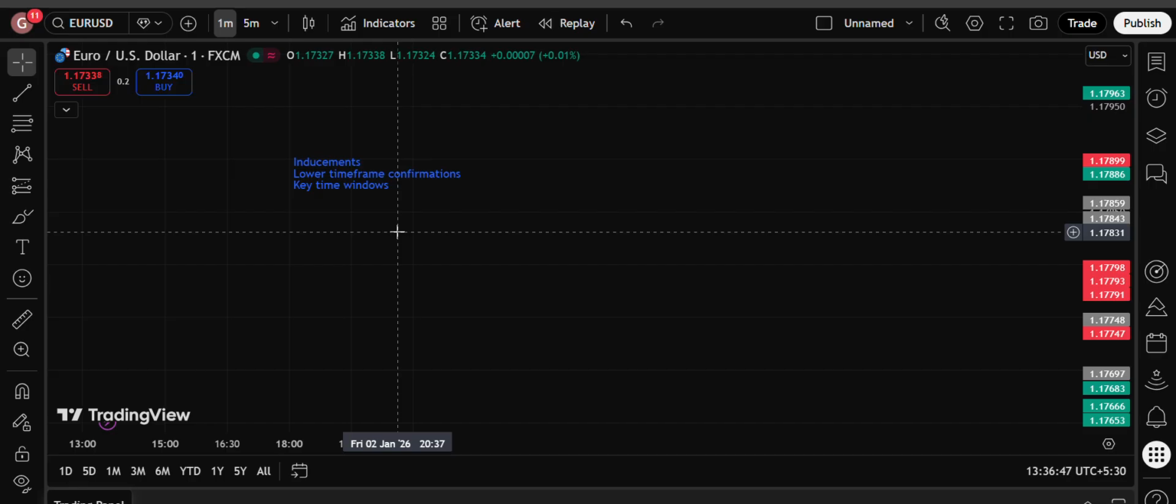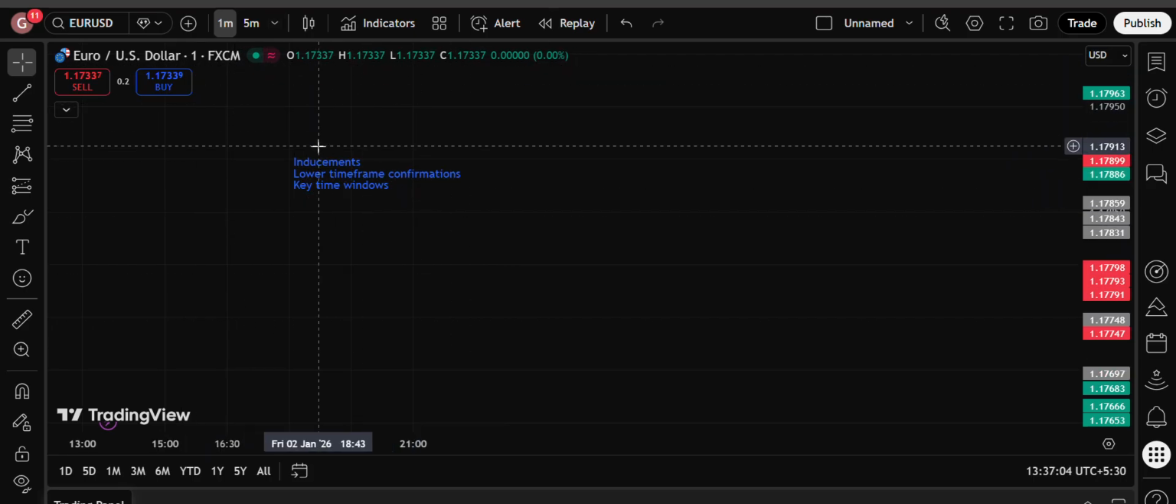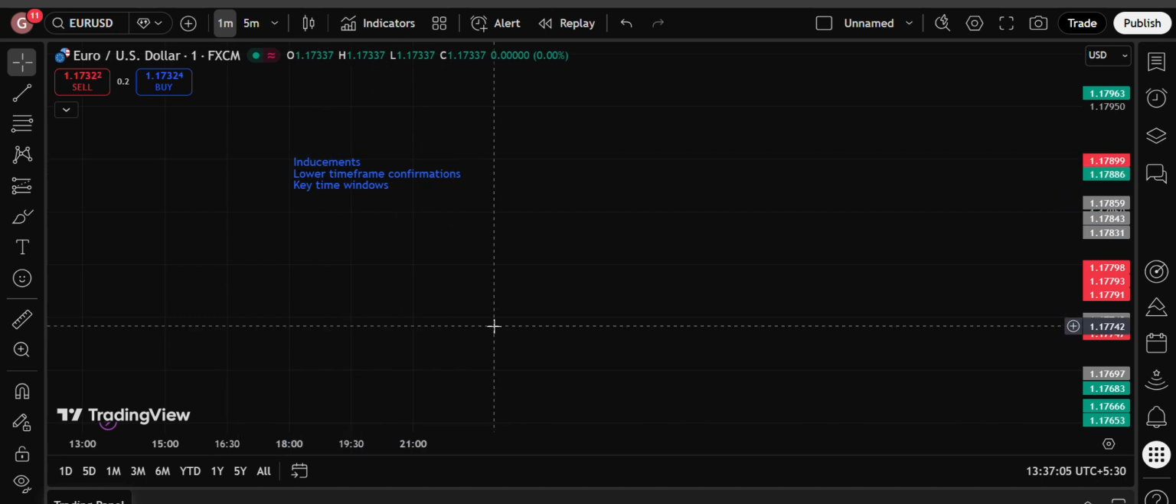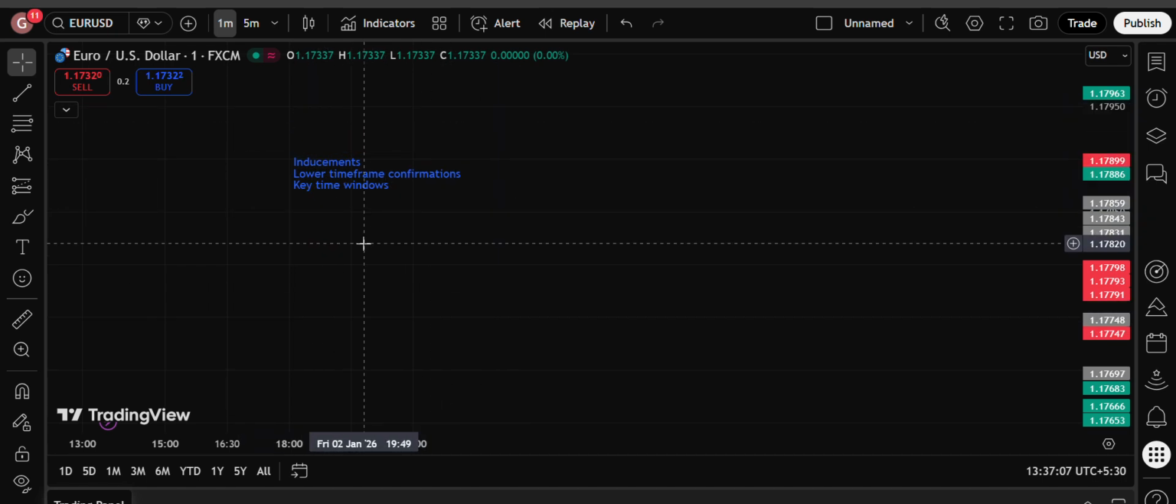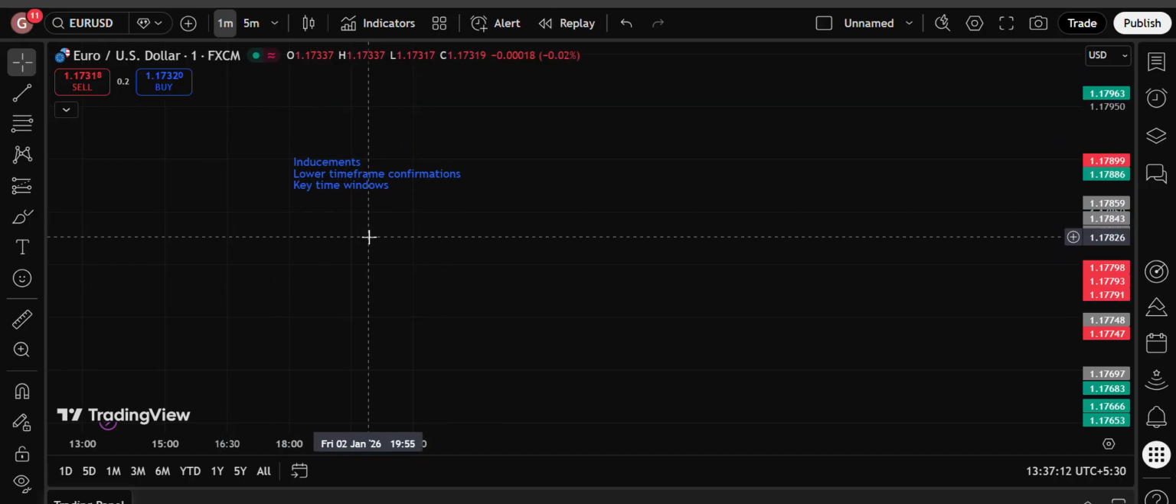So these three are like my non-negotiables. Even if one of them doesn't align when I'm looking for trades, I will not place any trades. Although there are certain other ideas I can include along with these three concepts, which can get me higher probability trades, these three are the key ones that I always look for before placing any trades.